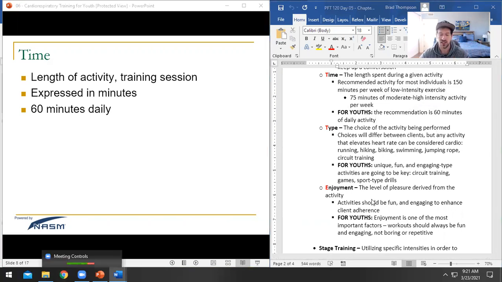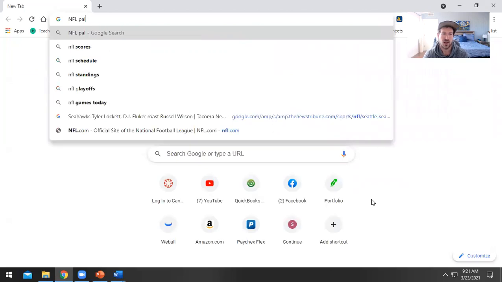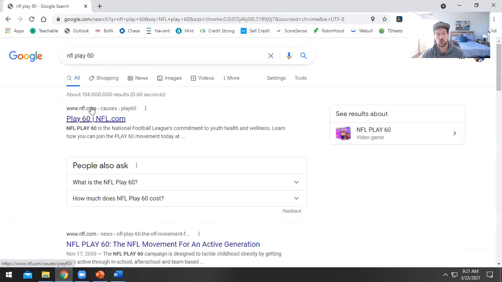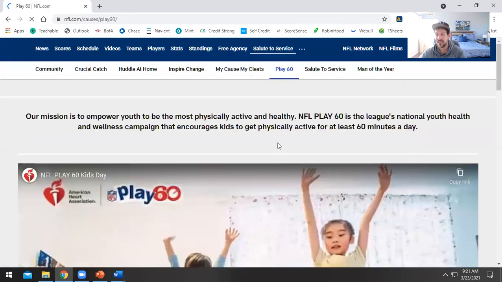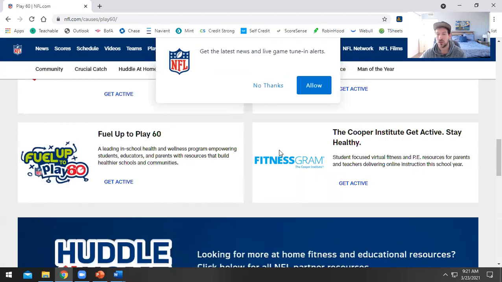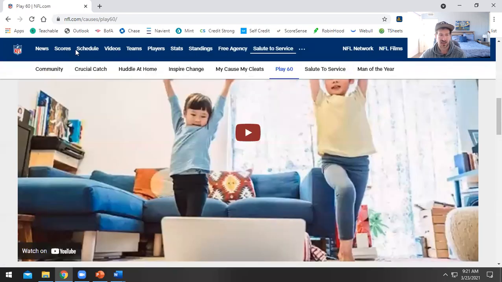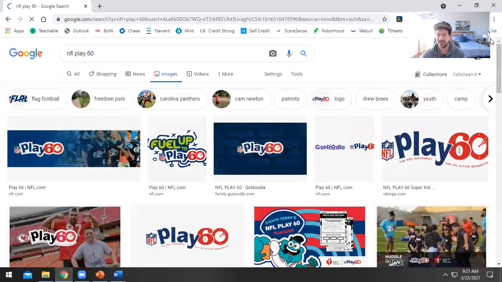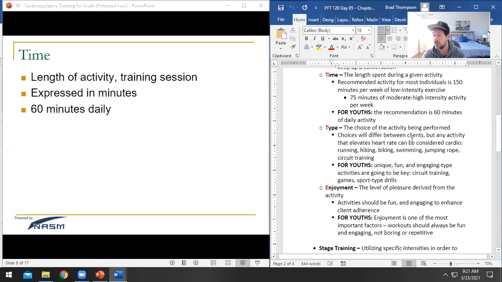The NFL, you see the NFL Play 60, right? This is why they are working with that. Play 60 is the idea that you are trying to get activities that are going to fuel up to about 60 minutes every day with your youth, just trying to get them active. And that's really great. That's a super great initiative actually, because that is what we are recommending.